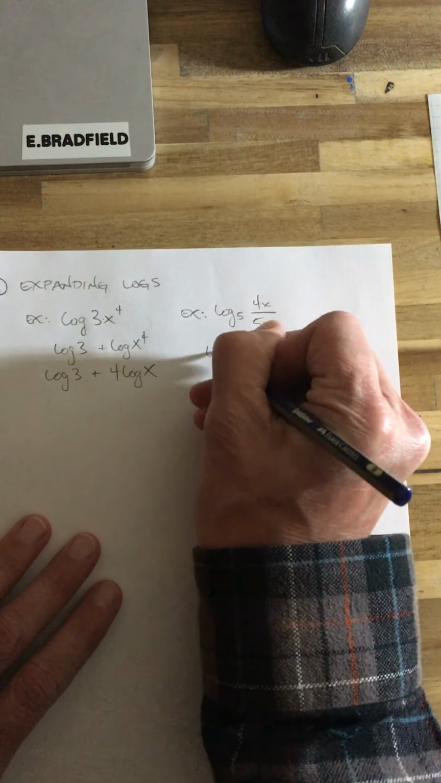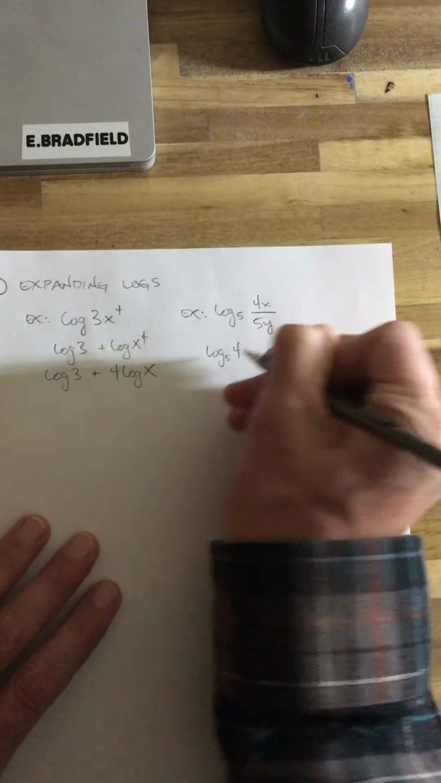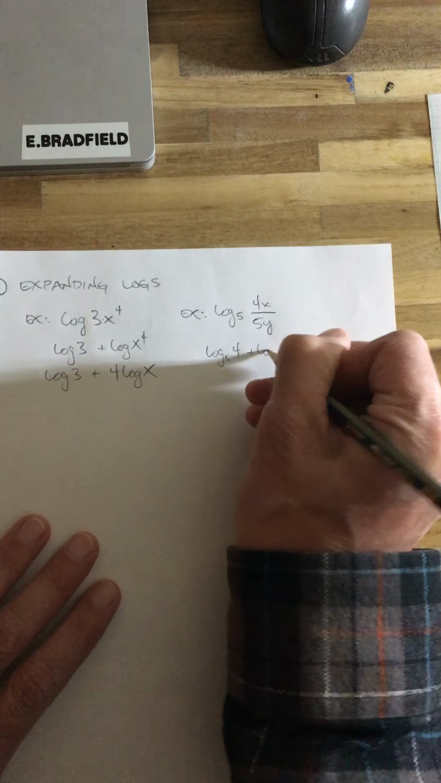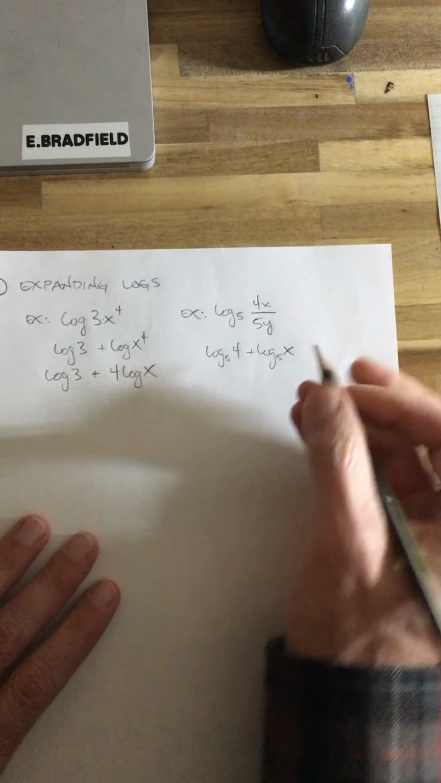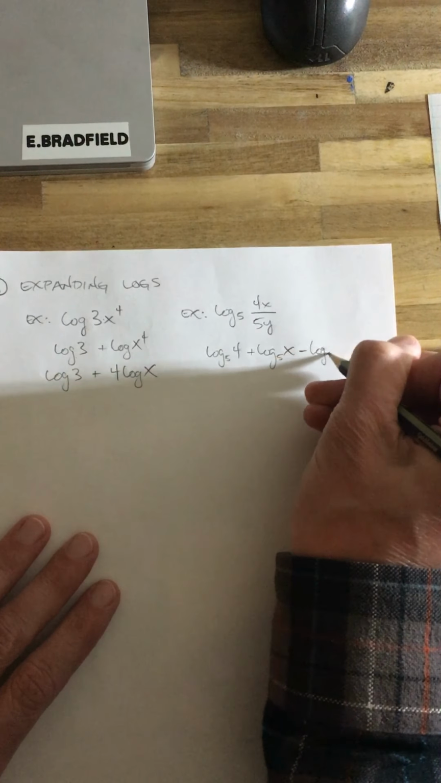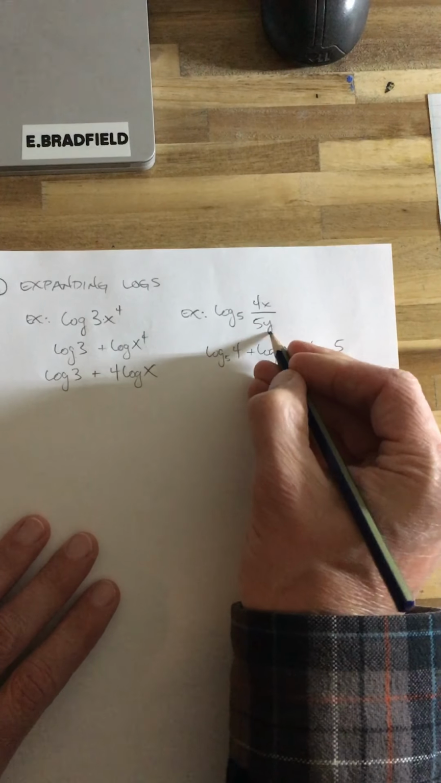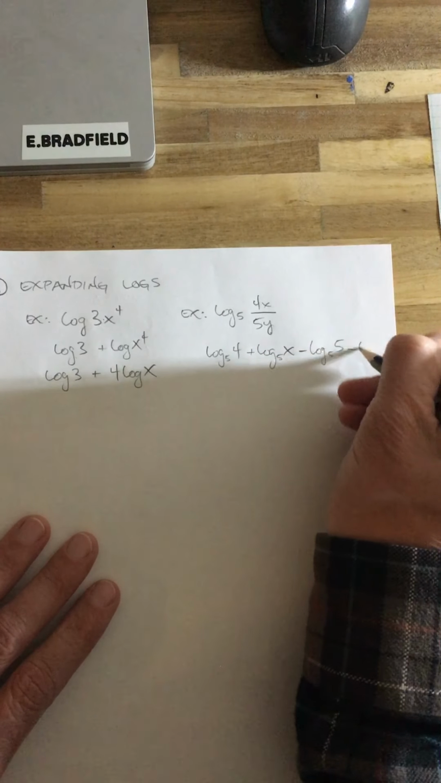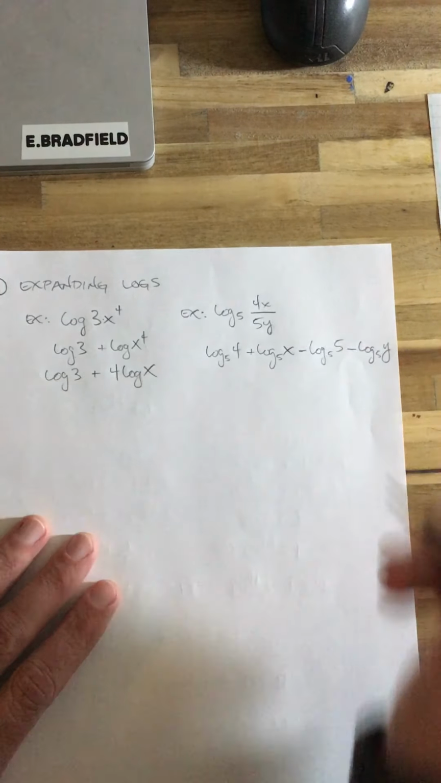So this is going to be the log base 5 of 4. There's an x up there, so plus the log base 5 of x. This is down in the denominator, so it's going to be minus the log base 5 of 5. And then that's also down in the denominator, so minus the log base 5 of y.